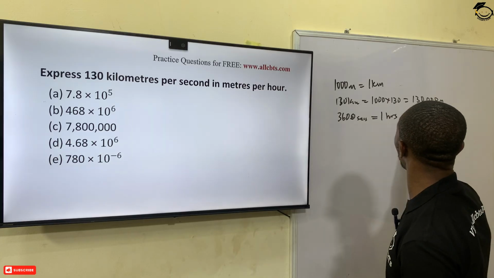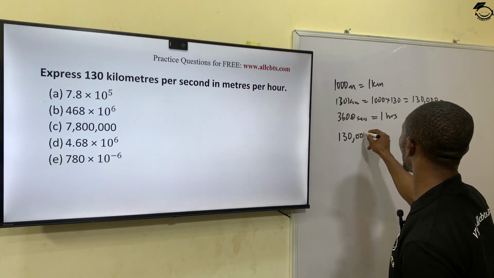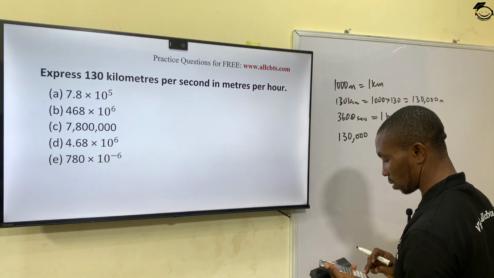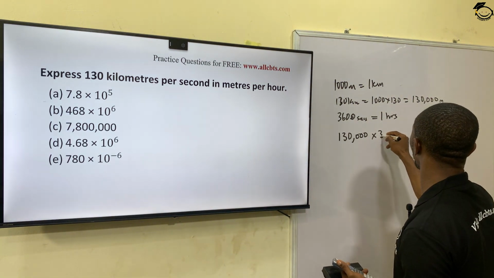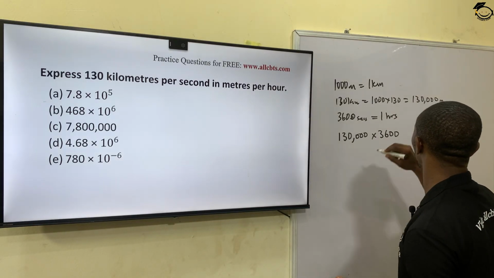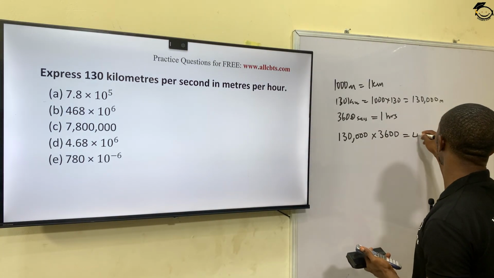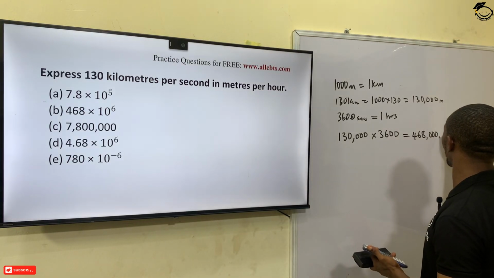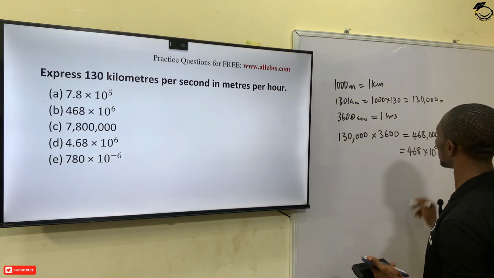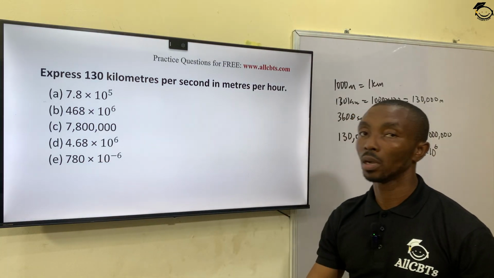So in meters per hour, this becomes 130,000 times 3,600 seconds, which gives us 468,000,000. So this becomes 468 times 10 raised to power 6. Okay, that will be 468 times 10 raised to power 6.